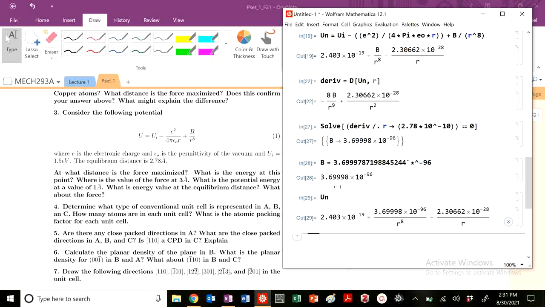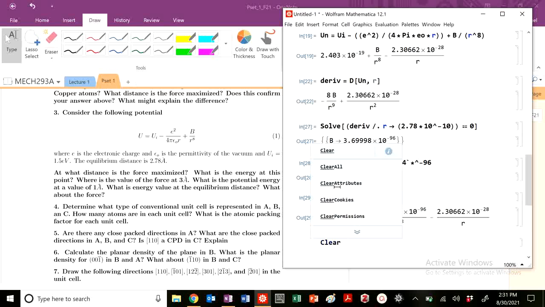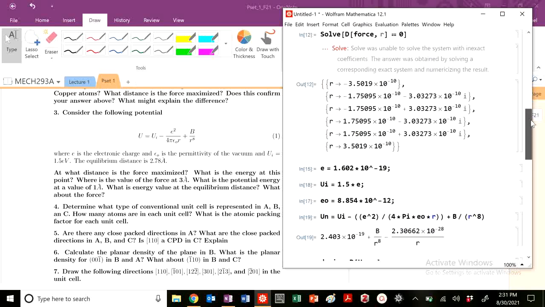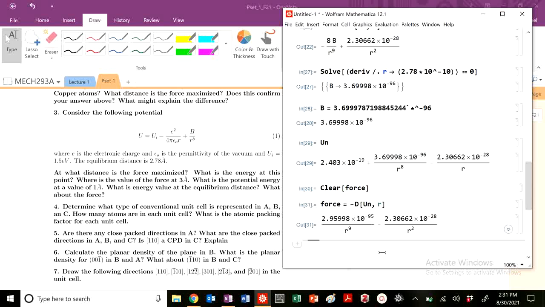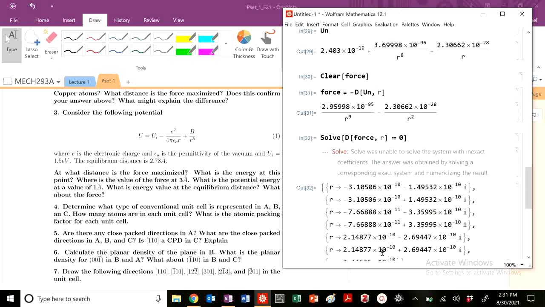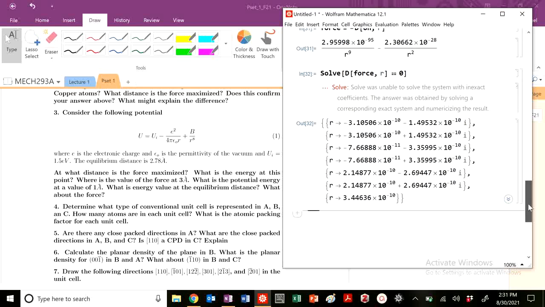So at what distance is the force maximized? Seems to be clear. Yeah, force was determined from up here, so I'm going to make sure to clear force. But I know that my force is going to be equal to minus the derivative of U_n with respect to r. So when is my force maximum, or at what distance? So I take the derivative of the force with respect to r and set that equal to 0. We see that the value is going to be approximately 3.44 angstroms.